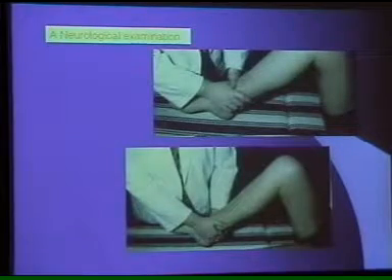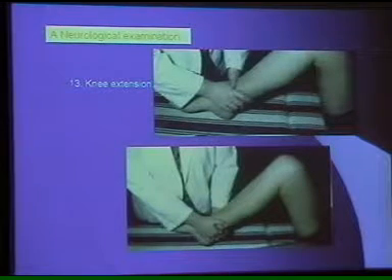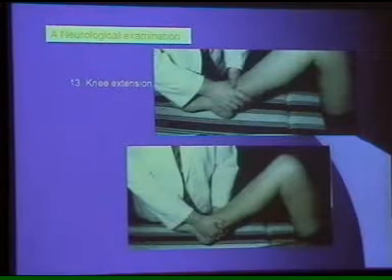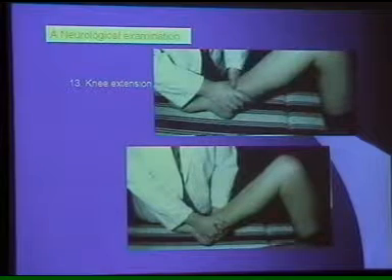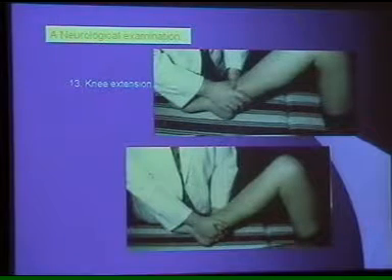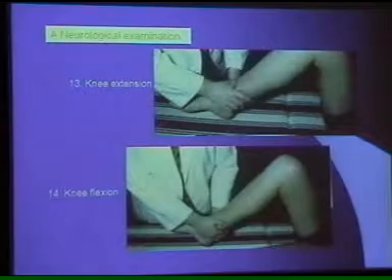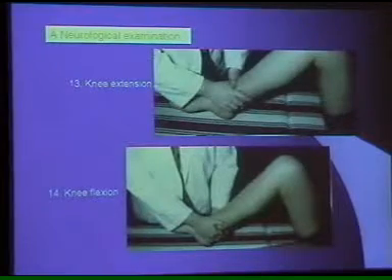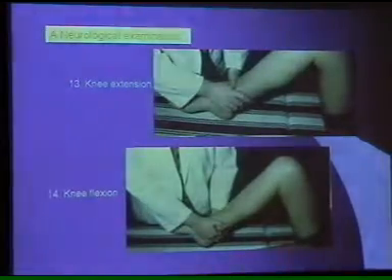Again, in the neurologic examination of the lower limb, checking the power of the quadriceps, the knee extensors, holding the knee, foot there, and asking the patient to extend it. Asking the patient to flex it while you are trying to stop her from flexing it.